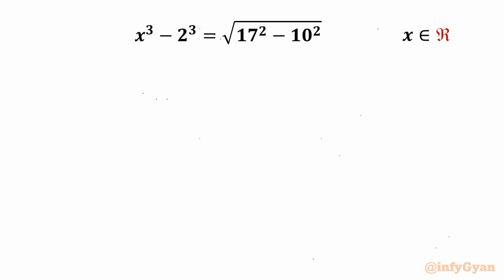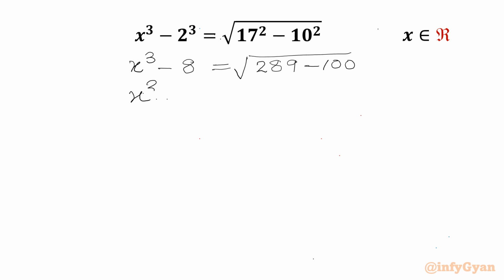In this video, we are going to take up one very interesting question from algebra. We have to find out real x for the equation x cube minus 2 cube equal to square root of 17 square minus 10 square. So let's get started by writing our equation as x cube minus 8 equal to square root of 289 minus 100. So we can write x cube minus 8 equal to square root 189.